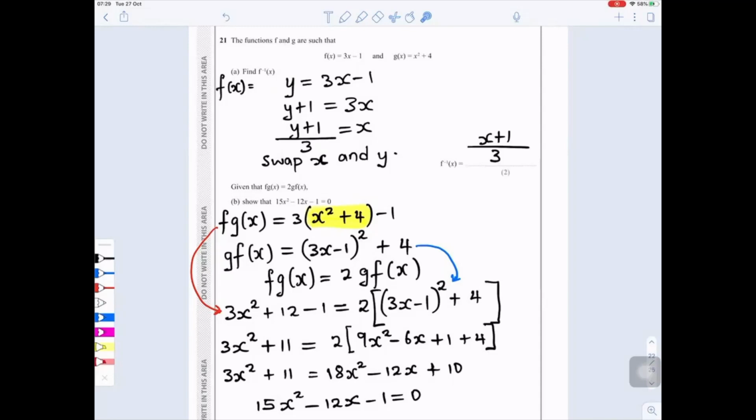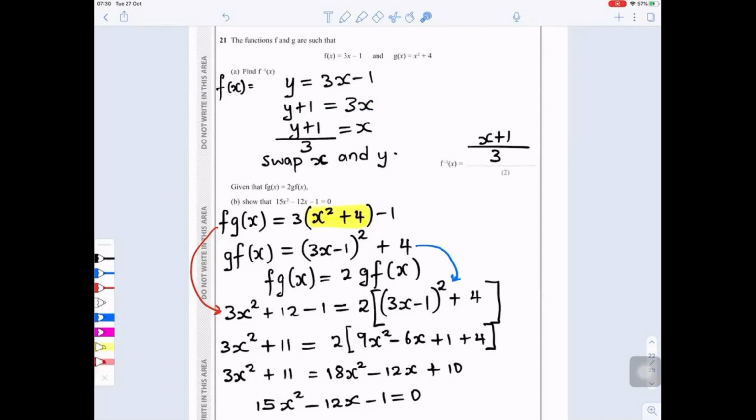And now what we want to do is make x the subject. When we make x the subject, we can swap x and y at the end. So to make x the subject, you add 1 to both sides. So y plus 1 is equal to 3x.